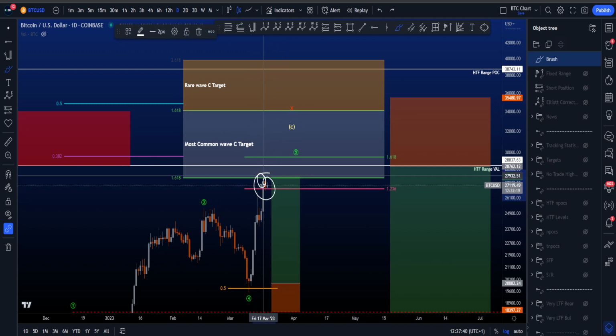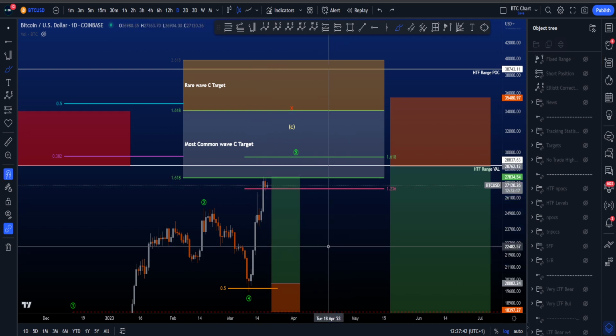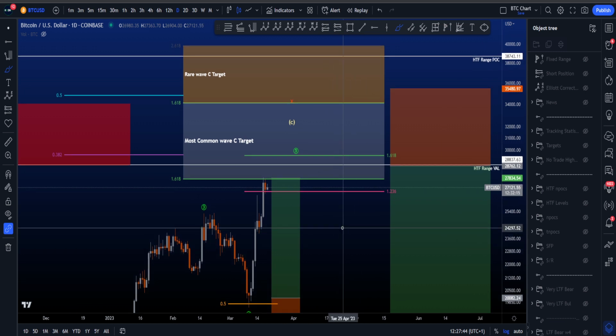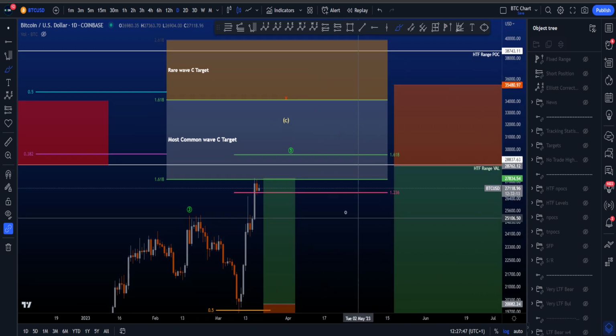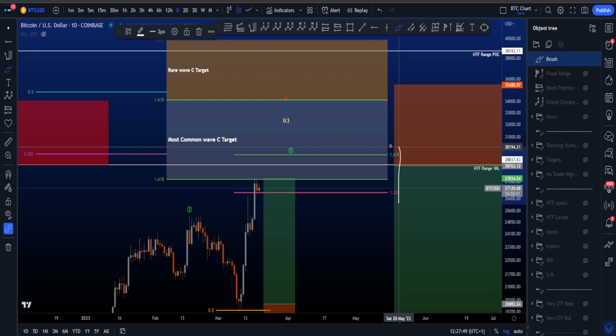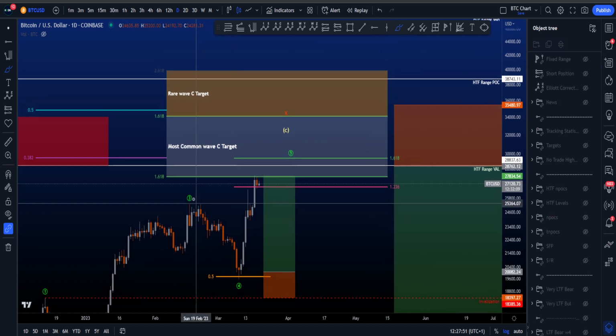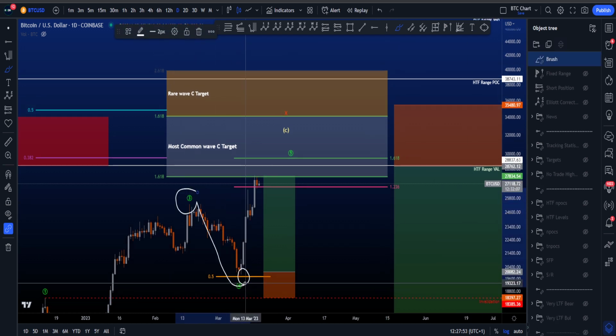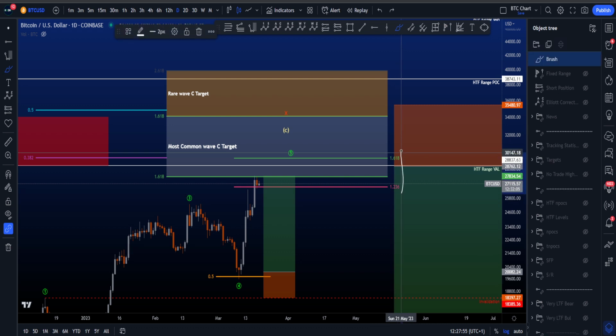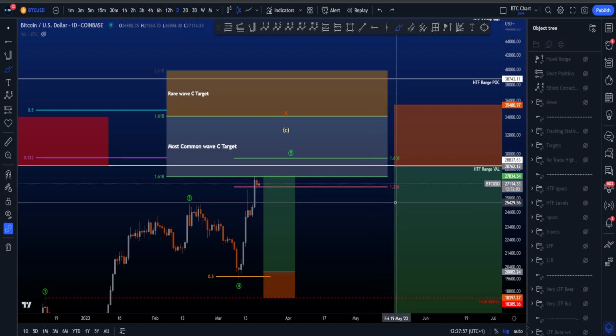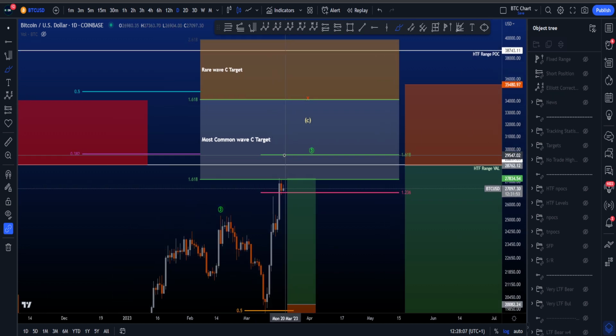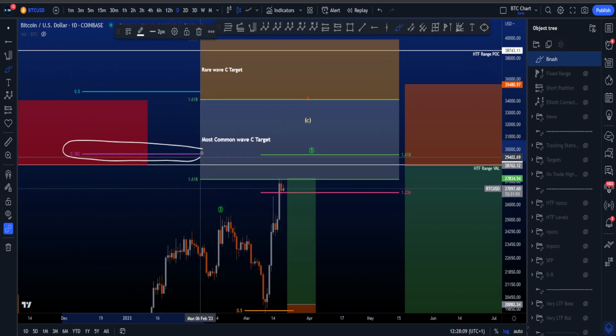Now, is this it? Is this then the high, and are we going to the downside in this scenario? Well, I'm not so sure, and I'll tell you why. First of all, I think it's important to mention these fibs here on the right side. If this is wave 3 and this is wave 4, the most common target for wave 5 is in between these two fib levels. The 1.236 sitting at 26.8K and the 1.618 sitting at 29.6K. And another very important level at 29.6K is the 0.382.